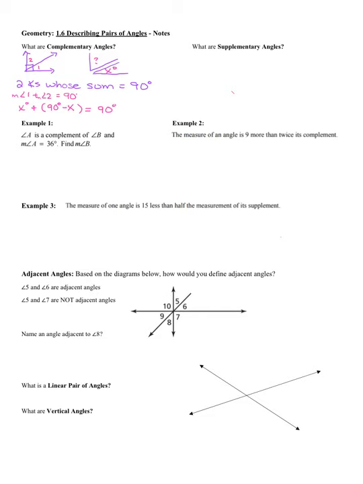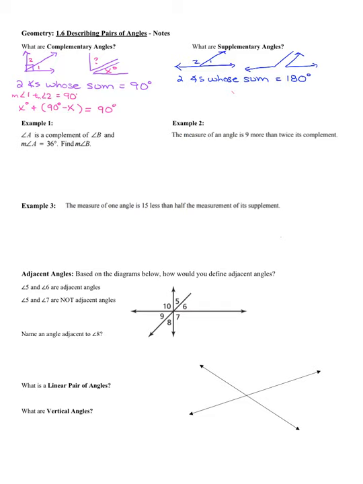The same strategy works for supplementary. Supplementary angles are two angles who add up to 180 degrees. So I'll put a 1 and a 2 here. And again, just like with complementary, they do not have to be connected. They don't have to be adjacent. They just have to have a sum of 180. So it's two angles whose sum equals 180 degrees.